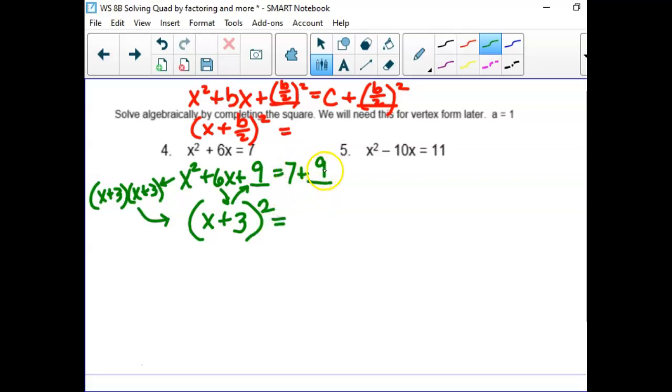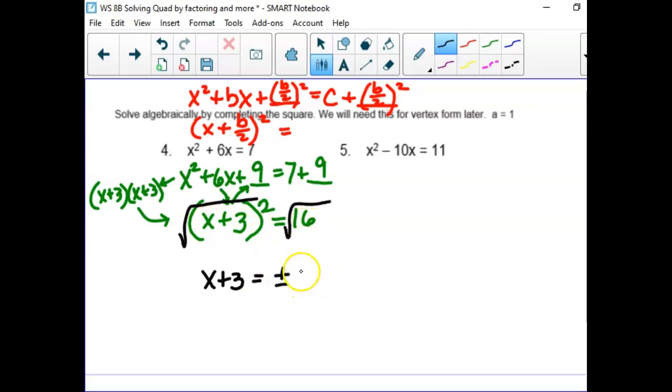And then 7 plus 9 is 16. Now, yes, this problem would have been easily solved by factoring, but you're going to have to show me that you know completing the square on the quiz, okay? The next step would be we square root each side. We end up with an x plus 3, and because we had an x that we were square rooting, we have to remember plus or minus.